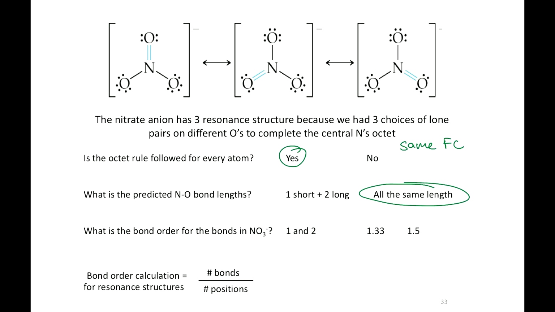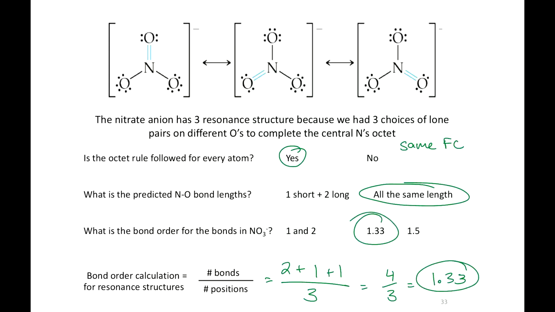And here's my trick to calculate bond order for resonance structures: take the number of bonds that are moving around in the structure and divide by the number of positions. So in this example, we have a double bond that's moving around 3 different positions. So there's that double bond, a single bond, and another single bond, all moving around 3 different positions. So this is 4 over 3. This is equal to 1.33.